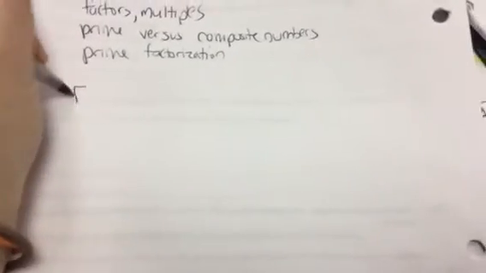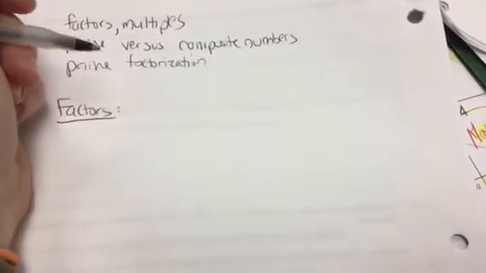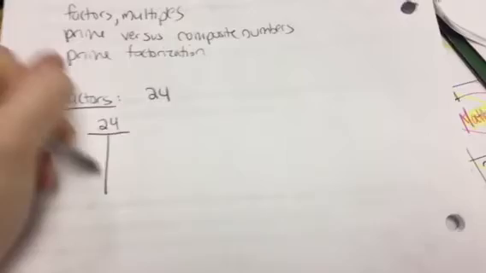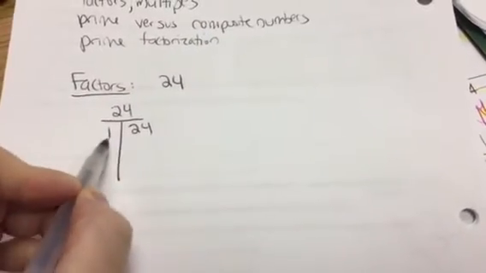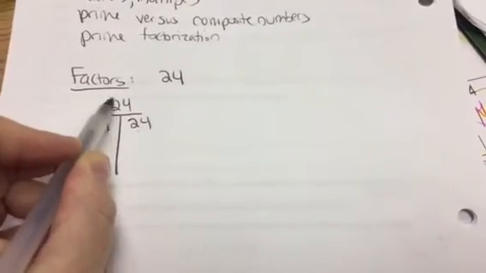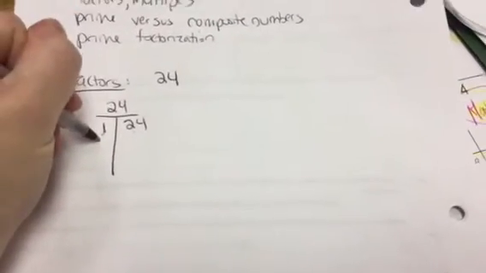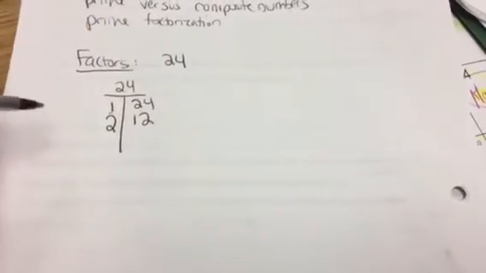So first let's talk about factors. Factors go into a number evenly. So for example, if I were to list all of the factors of 24, using my T-chart method, which is one of the ways we talked about, I first start with 1 and 24. So basically, the items across from each other, if you multiply them together, they need to equal this number. So after 1, I always want to try 2. And in this case, 2 works because 24 is even. 2 times 12 is 24.